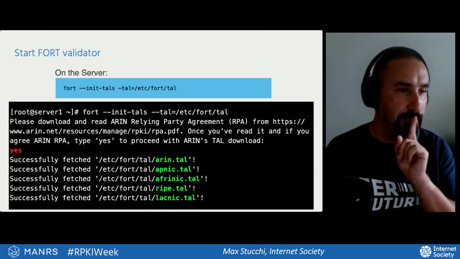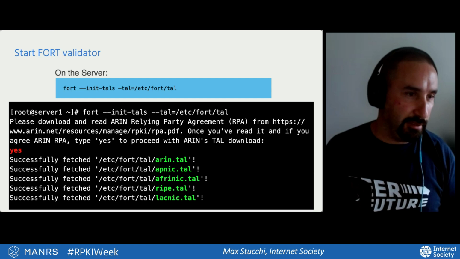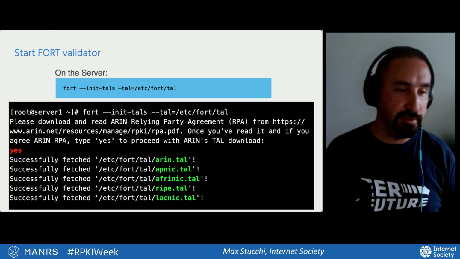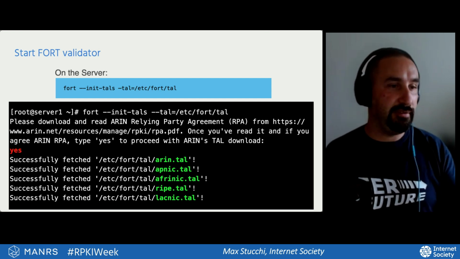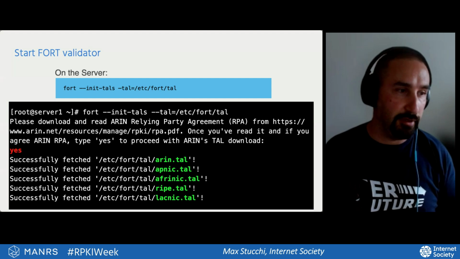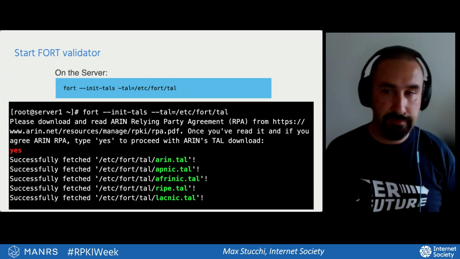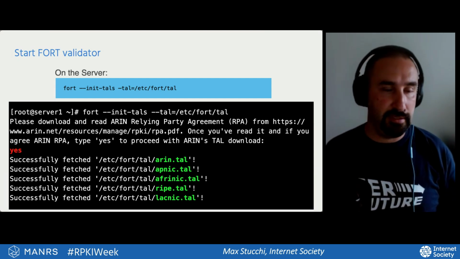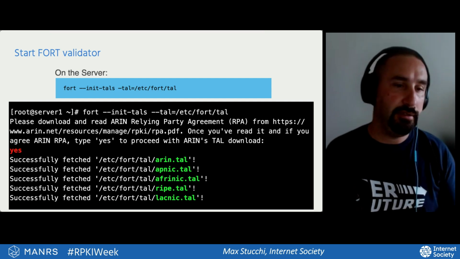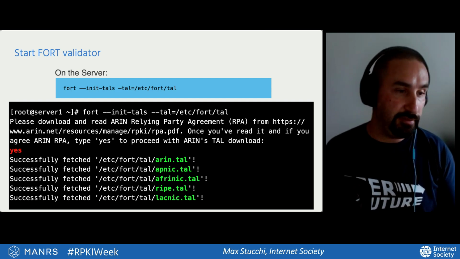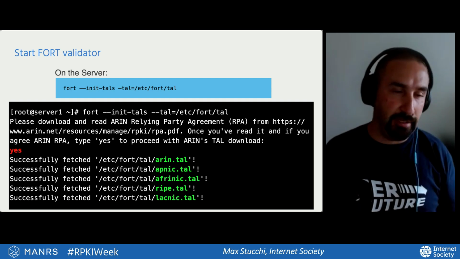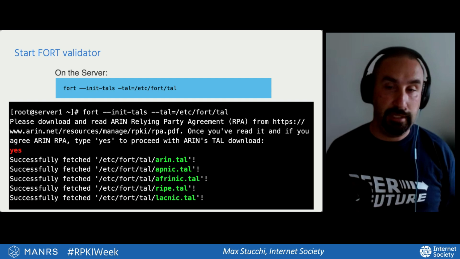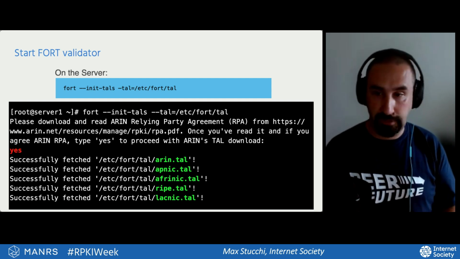And I think I remember, yeah. Well, here's the Fort initialization. So I confused it, but the concept is the same. You're told to download and read the ARIN relying party agreement from that URL. There's a PDF. It's a legal notice basically from ARIN. And once you've read it, you type yes, and then Routinator or Fort will install the trust anchor locators where you tell it to do.